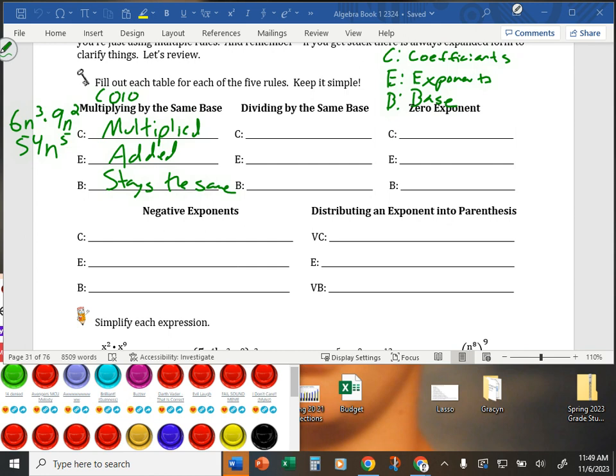Dividing by the same base. How do you know that you'll be dealing with dividing by the same base? What is going to be your hint in the expression? Yeah. A fraction. If you've got a fraction, such as 8n to the 10th over 6n to the 7th, you see a fraction. That's your hint that you are dividing by the same base. And what happens to the coefficients in this rule? Gabby? They get simplified.